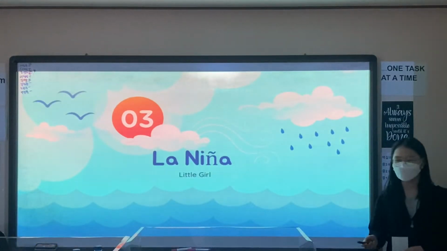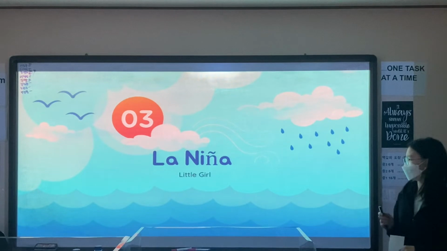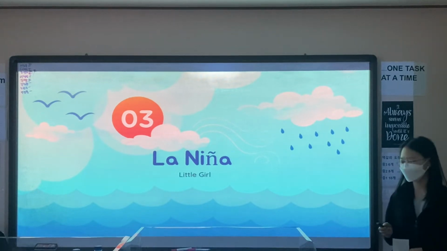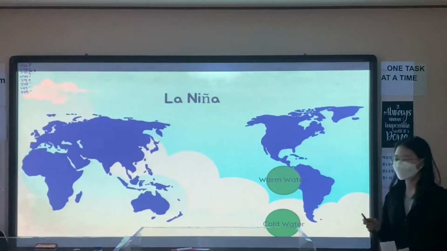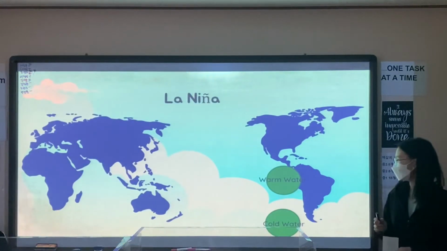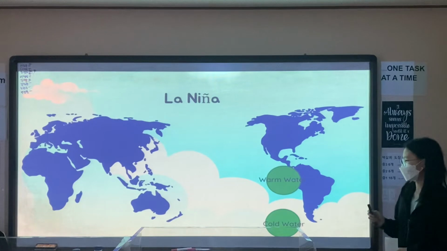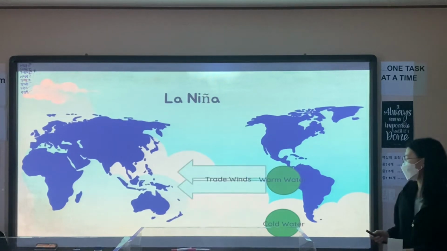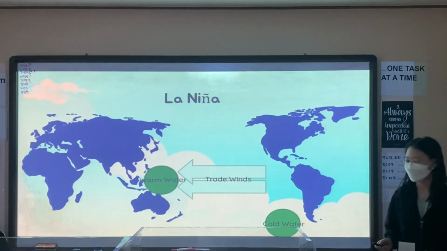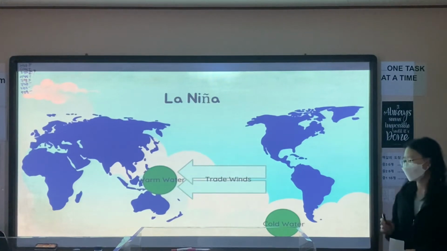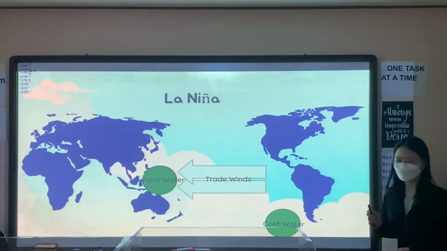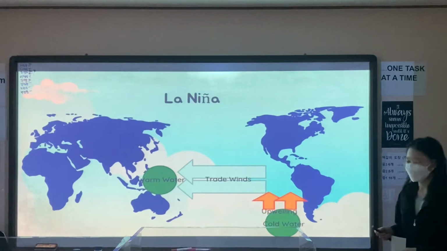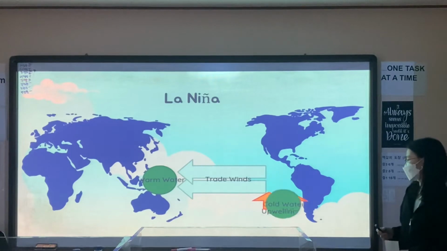And now I'll talk about La Nina, which is the opposite of El Nino, and it is a little girl. Now this is opposite from El Nino. So this happens when the trade winds get stronger than usual. So much more warm water moves. And this leads to replace this huge amount of water. There is a lot of upwelling happening, and even more cold water rises.